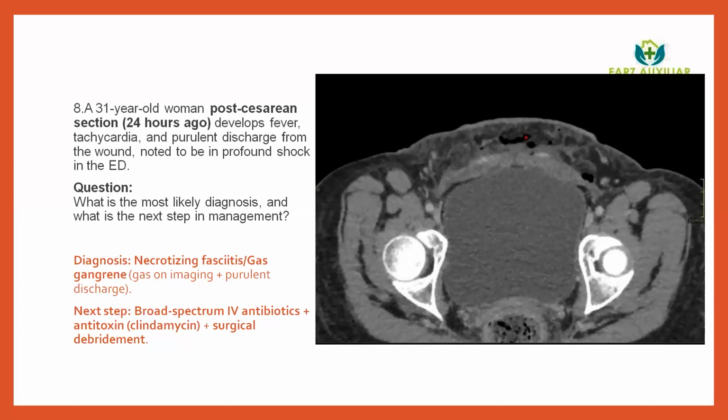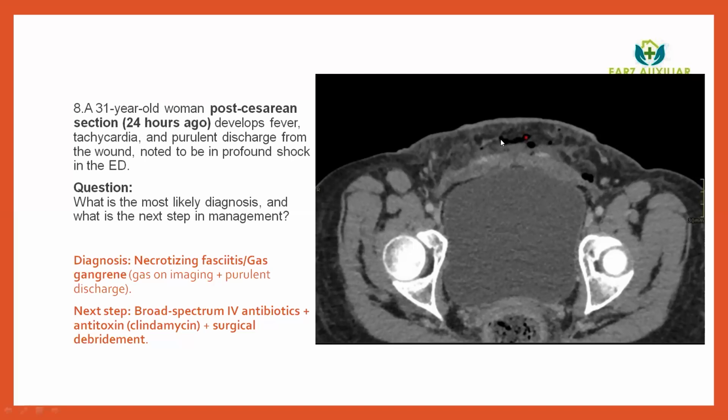Where is the gas? Sorry, I cannot see the gas. The gas is where the red asterisk is. These are the gas bits. Whatever is pure black is gas in the CT.